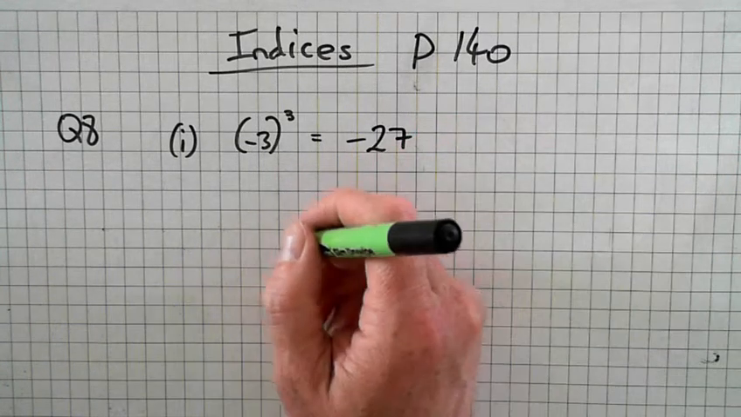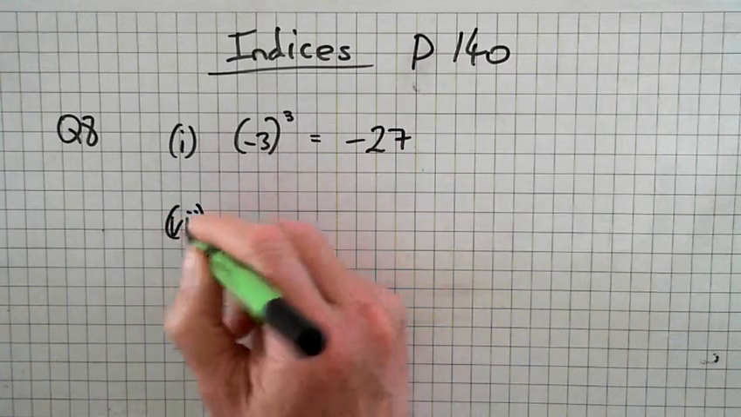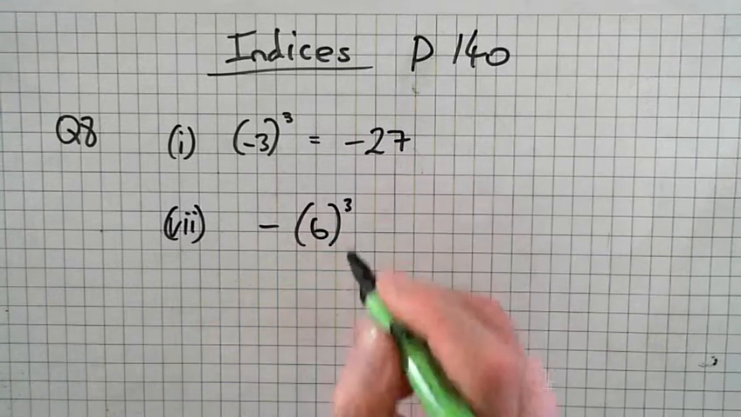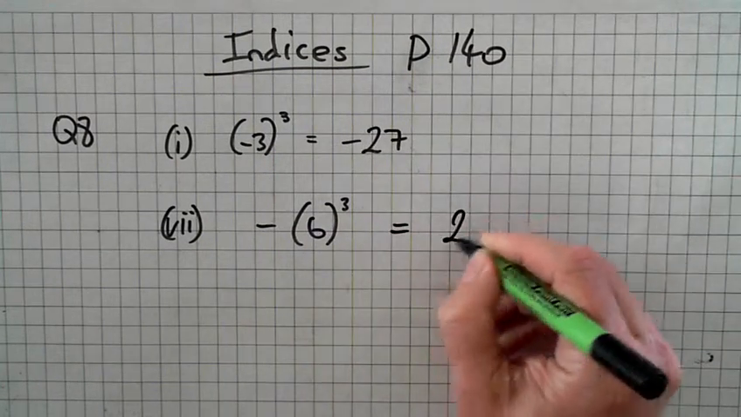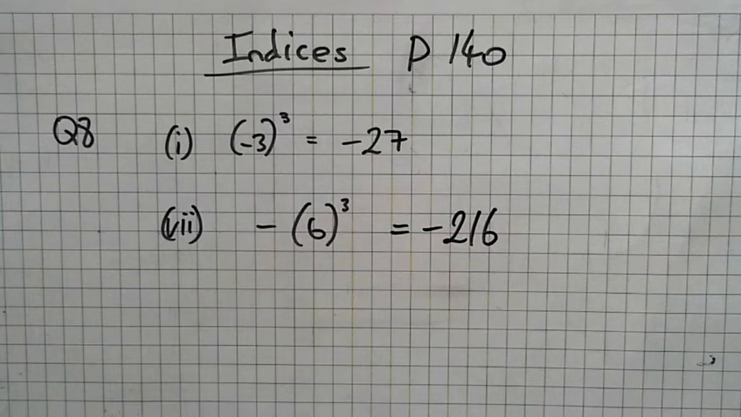Okay, we'll have a look at part VII. You have minus 6 to the 3. So 6 to the power of 3, work that out first, and then you have a minus in front of it. All right, so that's equal to 216 times the minus.